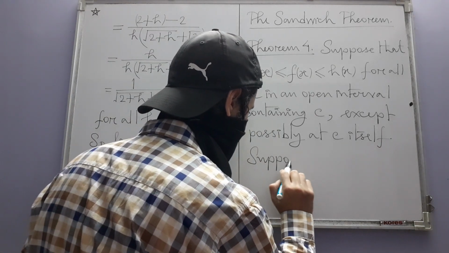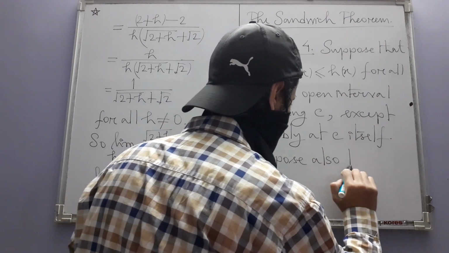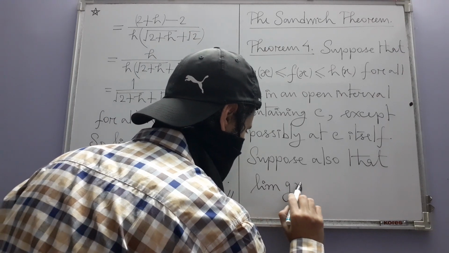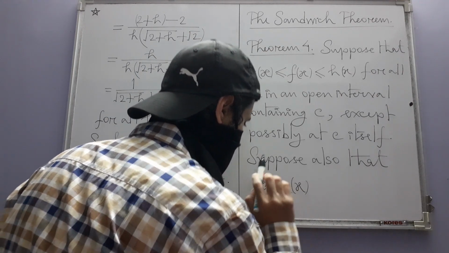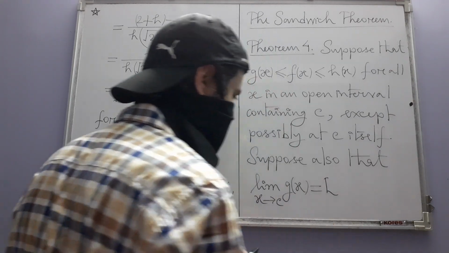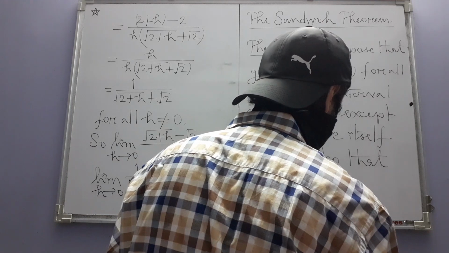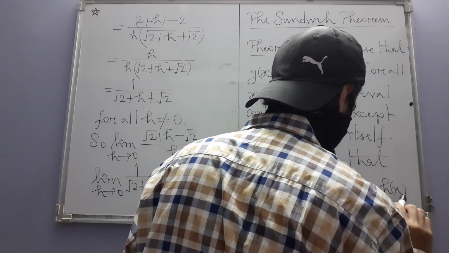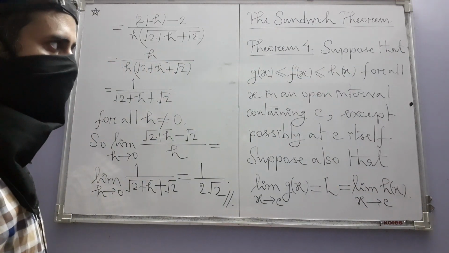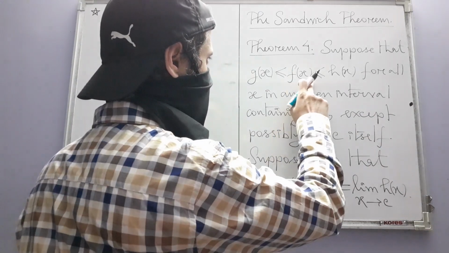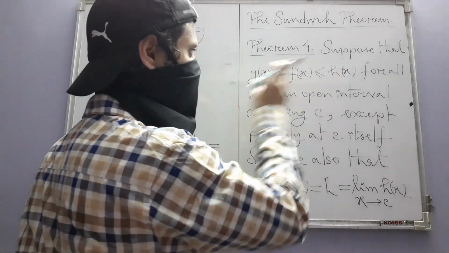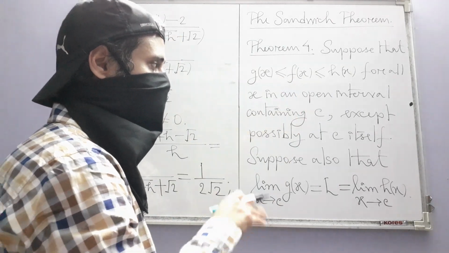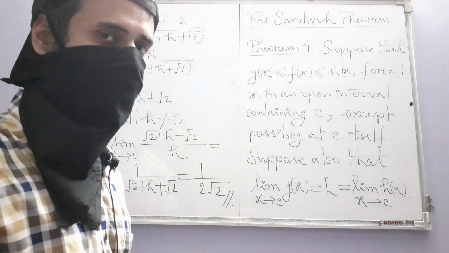Suppose also that the limit of g of x as x tends to c exists, it is some value L, and that is also equal to the limit of h of x as x tends to c. So here f is sandwiched in between g and h in this way, that the f values lie in between the corresponding g values and h values.